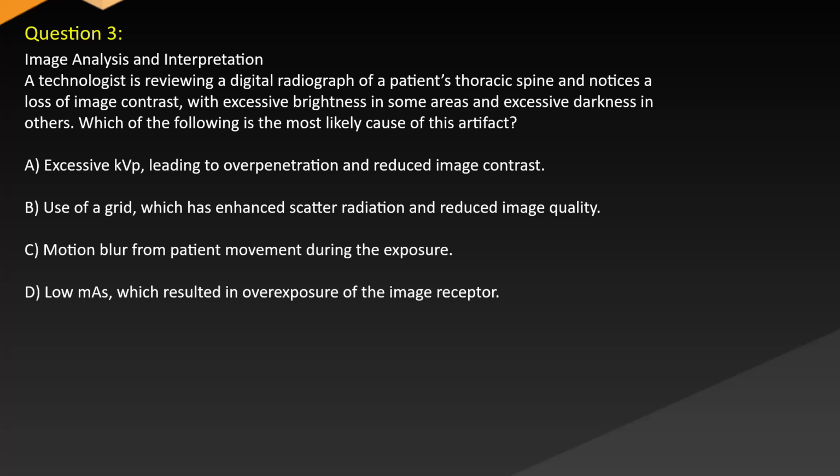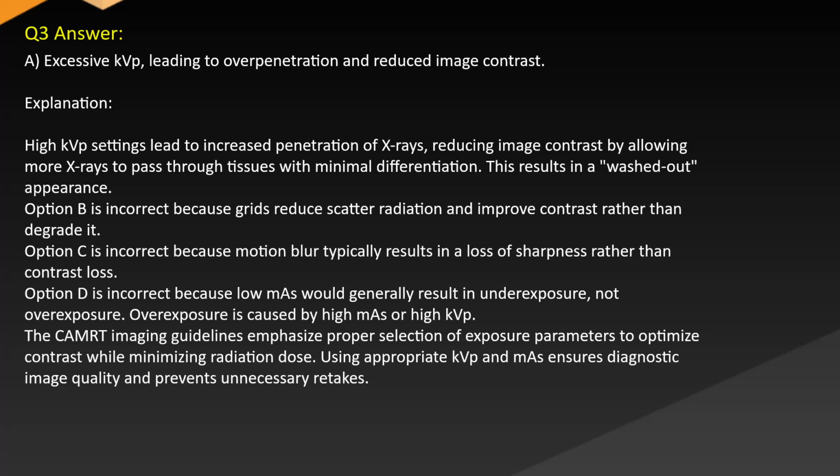A. Excessive kVp, leading to overpenetration and reduced image contrast. B. Use of a grid, which has enhanced scatter radiation and reduced image quality. C. Motion blur from patient movement during the exposure. D. Low mAs, which resulted in overexposure of the image receptor. Answer. A. Excessive kVp, leading to overpenetration and reduced image contrast.